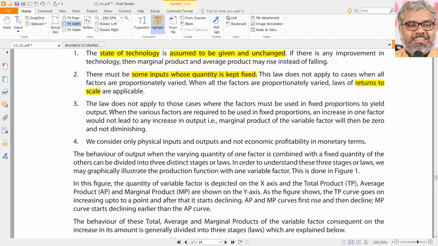And this law also does not apply to cases where some factors have to be used in fixed proportions. That means this much percentage of labor, this much percentage of capital, this much percentage of some other factor of production has to be used. Then only the output will come.